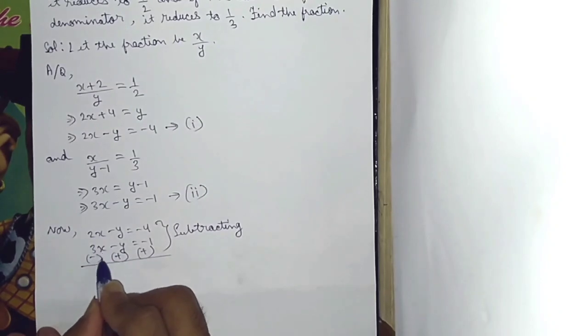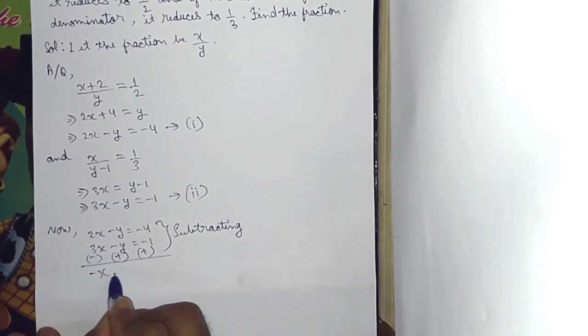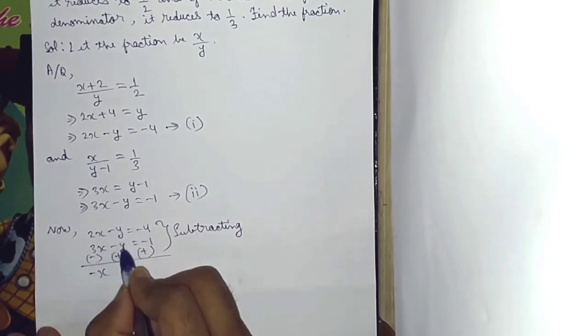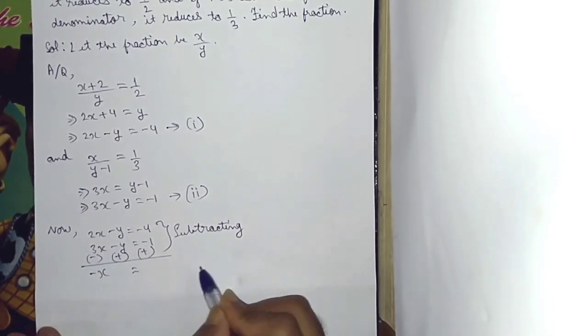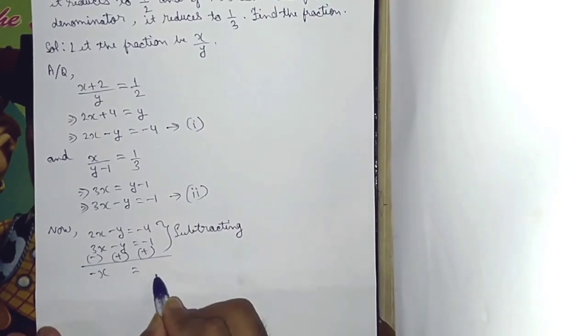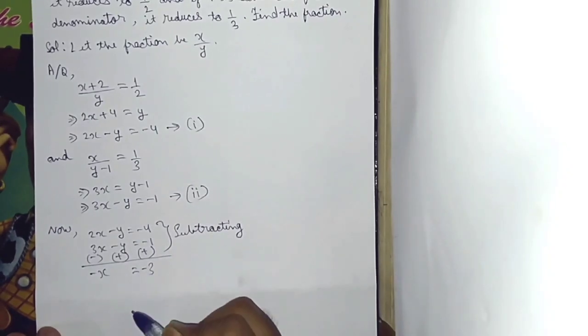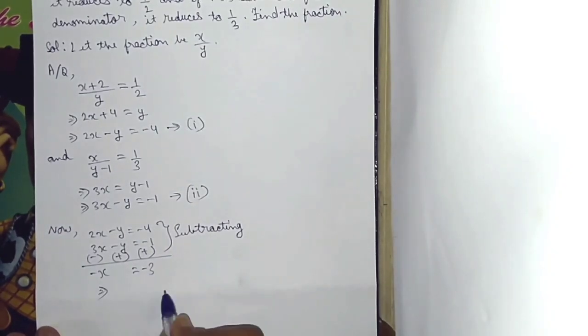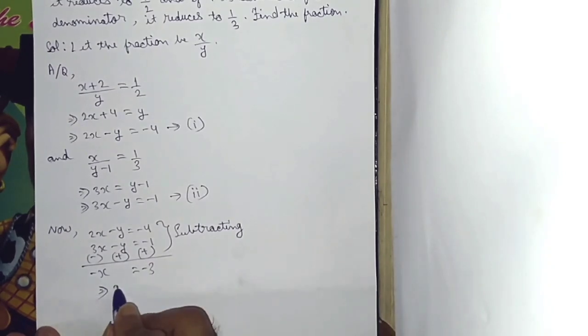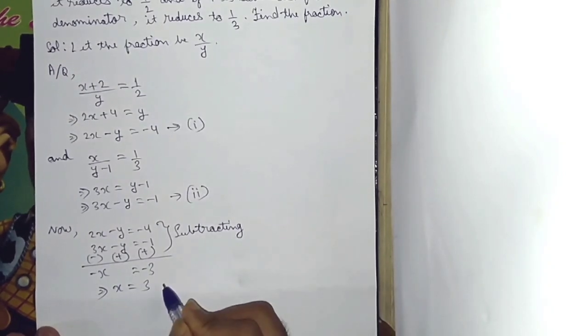Then 2x minus 3x is minus x. Then minus y plus y is 0. This is equal to minus 4 plus 1, which is minus 3. Left hand side and right hand side, the negative signs cancel. So this implies x is equal to 3.